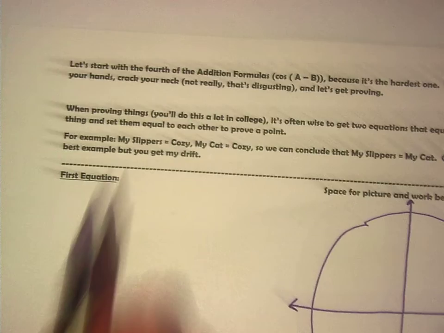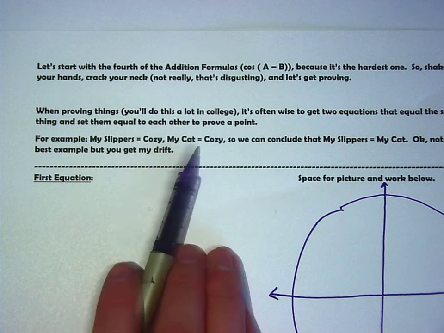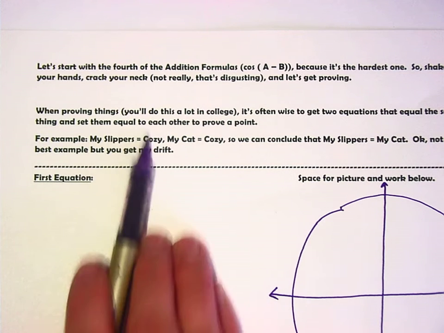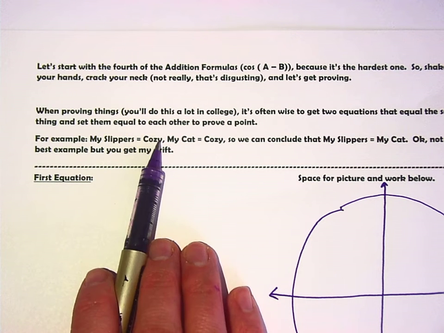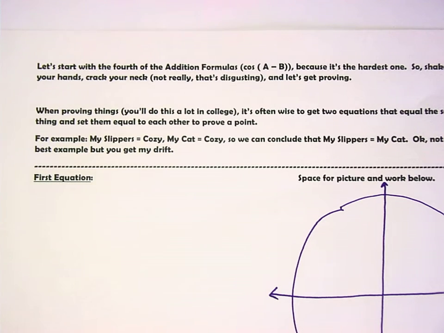If you say, my slippers are cozy, and my cat is cozy, then you could conclude that your slippers are the same as your cat, which is not really true, because slippers are not the same thing as a cat, but that's the idea. We're going to find one equation, find the other equation, and then they're both going to equal the same thing, and at the end we'll set them equal to each other.